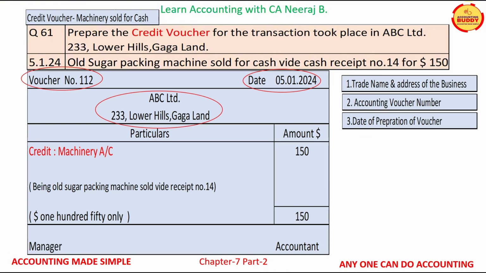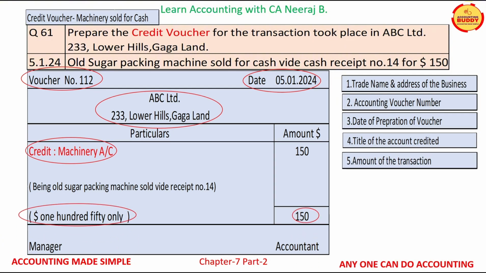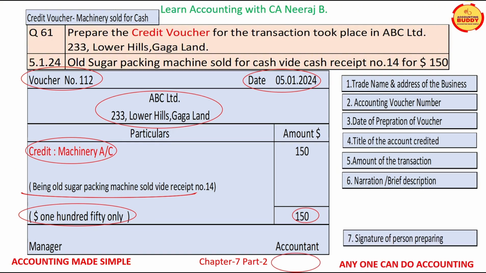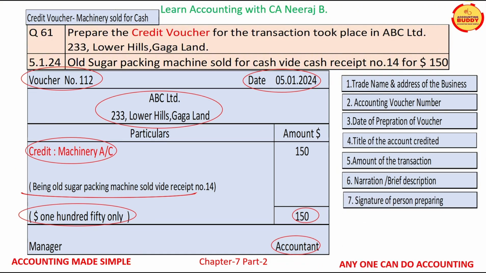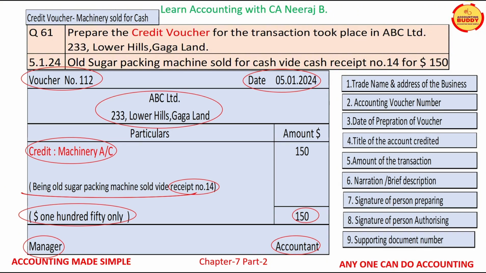The title of the account for this transaction will be machinery account. Since the machine is an asset, it will be credited when it is sold. The amount of the transaction, $150, is written both in words and numbers. Brief details about the transaction, being the old sugar packing machine sold, is also mentioned. The credit voucher is prepared and signed by the accountant of the business and is also authorized by the manager of the business. Supporting document receipt number 14 is also written on the credit voucher.